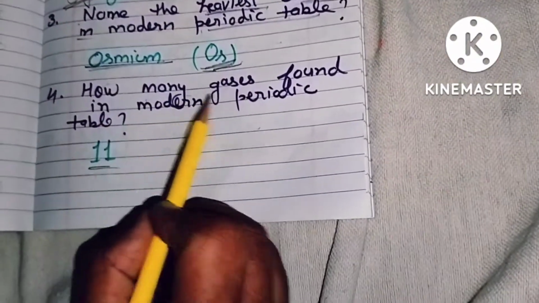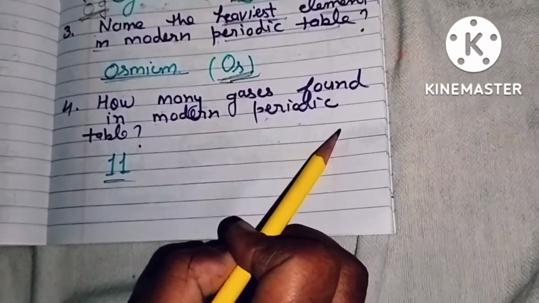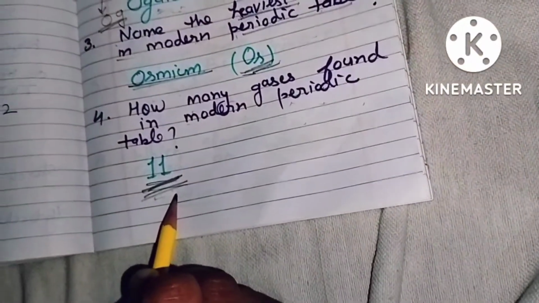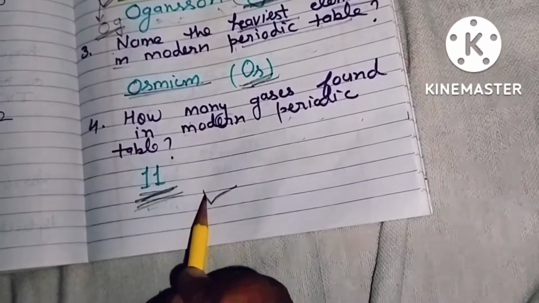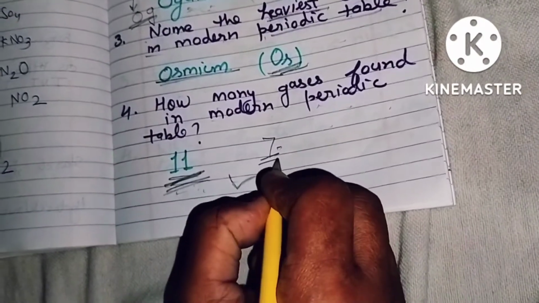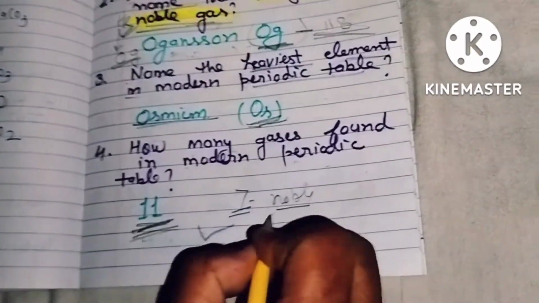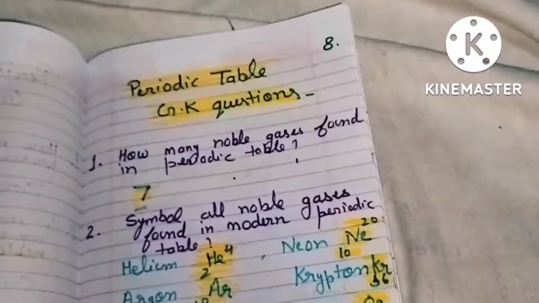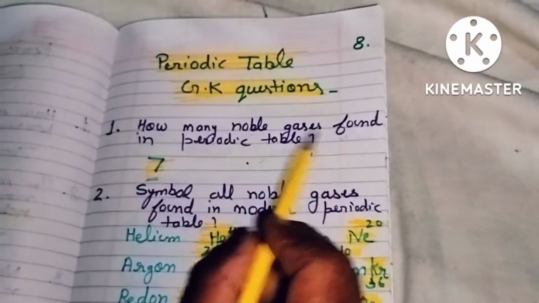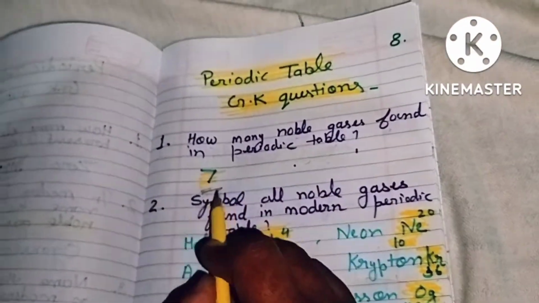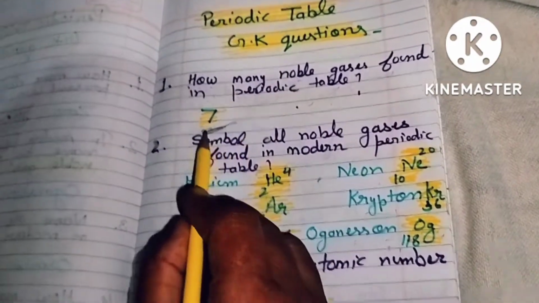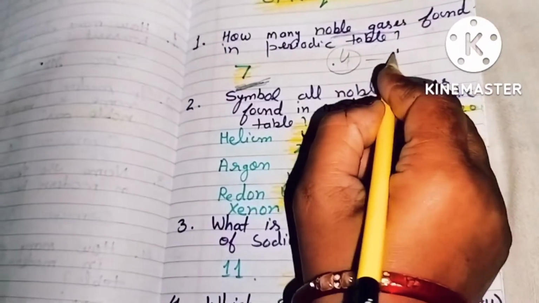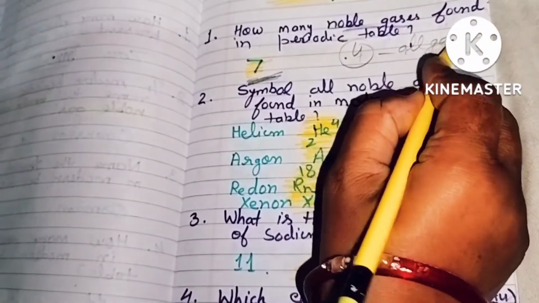Next, how many gases are found in the periodic table? 11 elements are in gas form in the periodic table, of which 7 elements are noble gases. Next, how many noble gases are found in the periodic table? 7 noble gases are found, besides the 4 other gases in the periodic table.